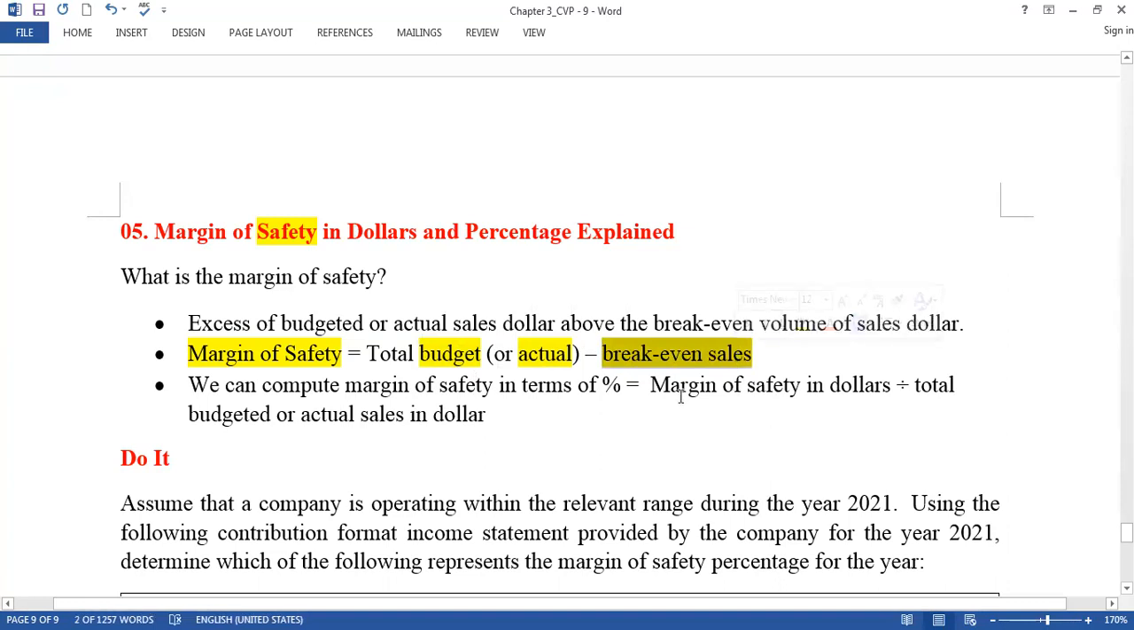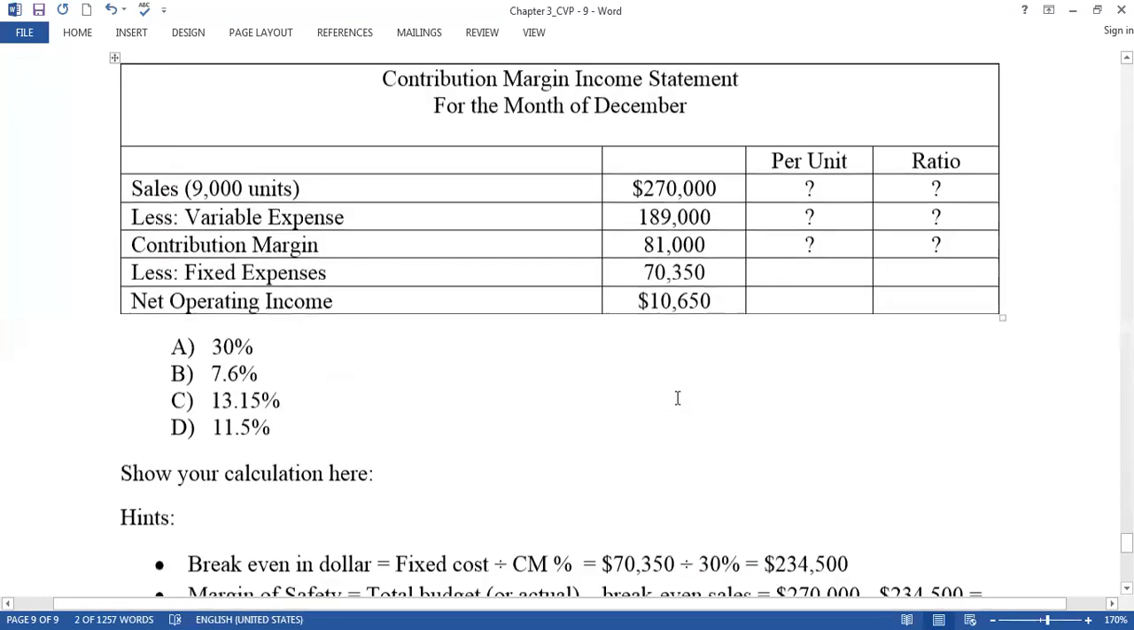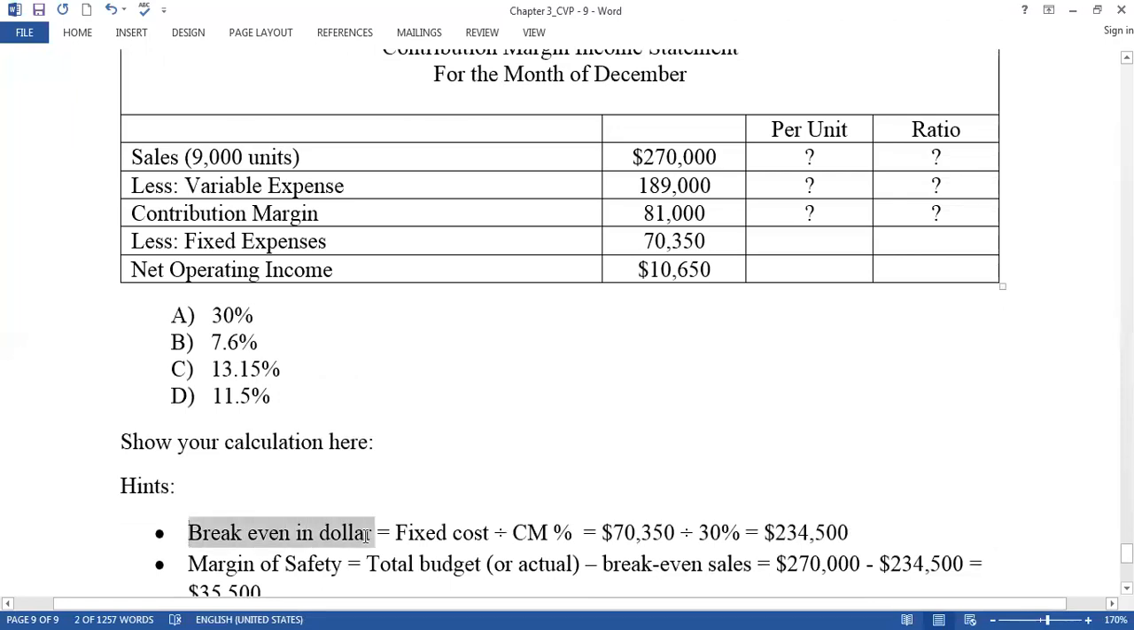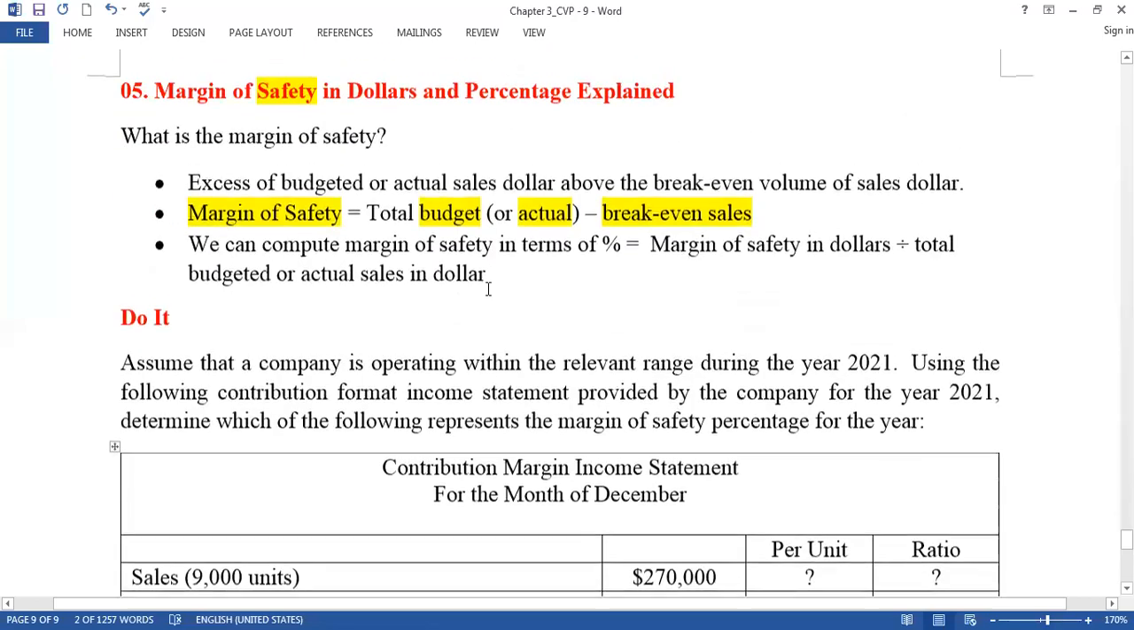Now how to calculate break even sales? Can you remember the formula? This is the formula of break even sales. Fixed cost divided by CM ratio, right? Yes. So margin of safety means actual sales minus break even sales.